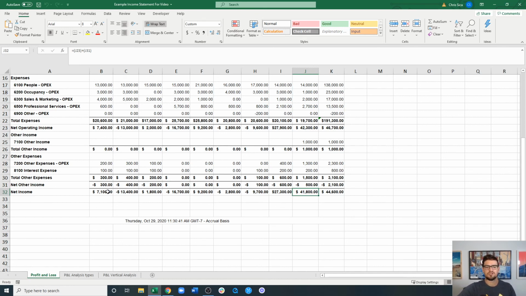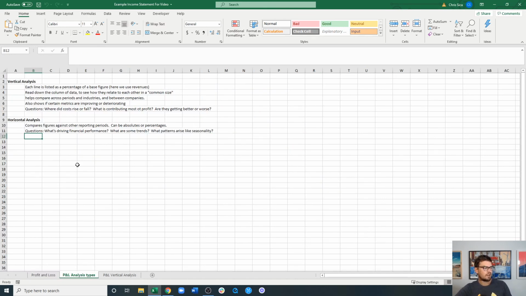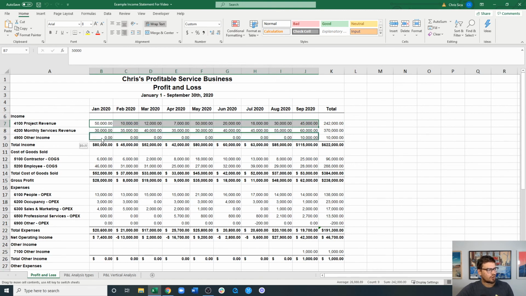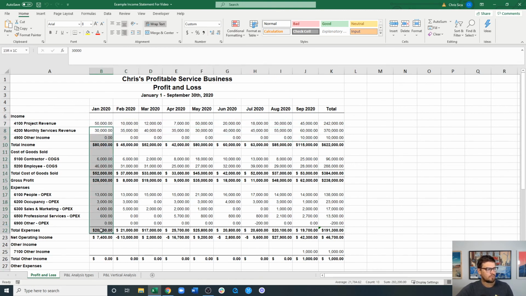Now, let's go over to the different ways that we can analyze this income statement to pull some insights out of the business. There are generally two ways that we can do P&L analysis. The two ways are called vertical analysis and horizontal analysis, and they're named very accurately because what we mean by that is horizontal analysis is looking across periods, and vertical analysis is looking at one period as a percent of some base number.